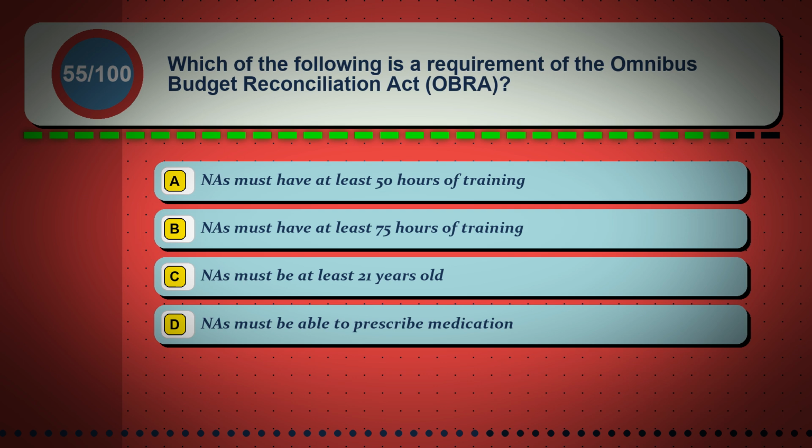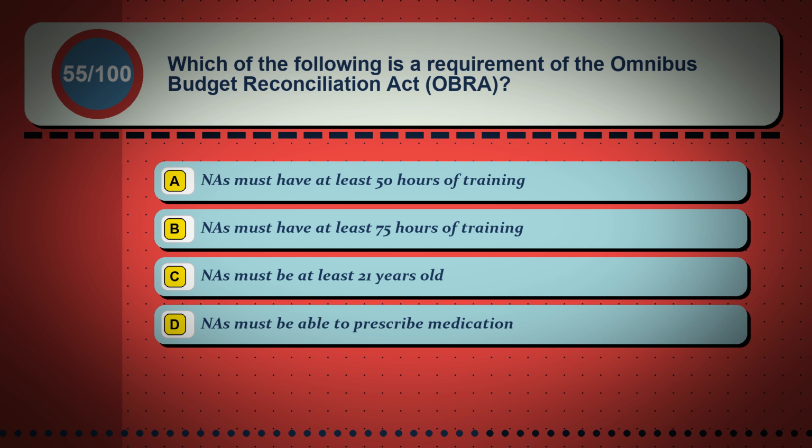Question 55. Which of the following is a requirement of the Omnibus Budget Reconciliation Act, OBRA? Option A, NAs must have at least 50 hours of training. Option B, NAs must have at least 75 hours of training. Option C, NAs must be at least 21 years old. Option D, NAs must be able to prescribe medication.